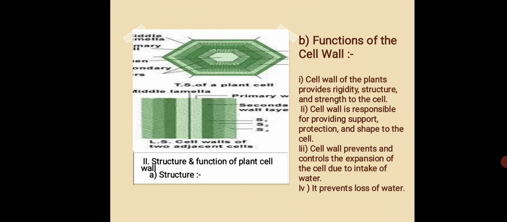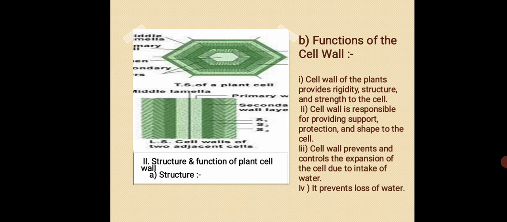Next, function of the cell wall. In this diagram, the structure and function of the cell wall are shown. Look at this diagram carefully. Now we discuss the functions. The cell wall of the plants provides rigidity, structure and strength to the cell. Cell wall is responsible for providing support, protection and shape to the cell. Next, the cell wall prevents and controls the expansion of the cell due to intake of water. It prevents loss of water.